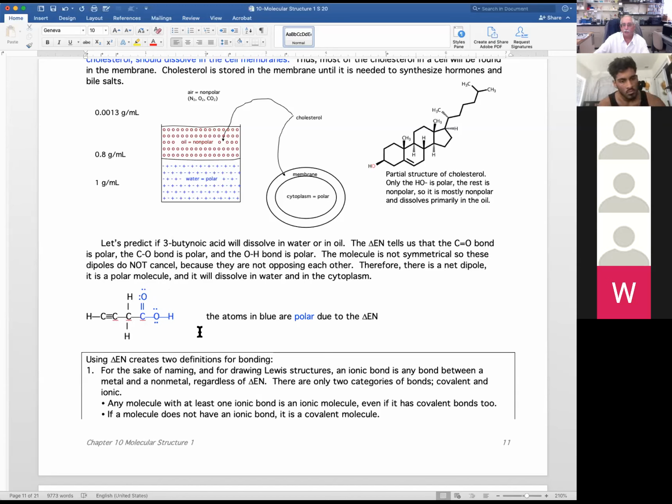Now let's decide what would happen if we put this molecule in here, shook it up, and then let the oil and water separate out again. About half of this molecule is polar, isn't it? I would suspect it's mostly going to be found in the water, but you might find some in the oil as well. Mostly it's going to be in the water. It's just mostly a polar molecule.